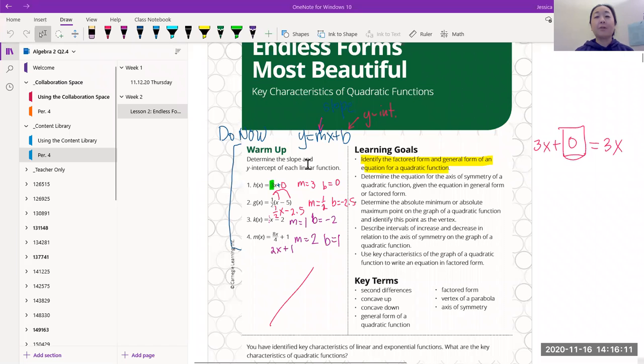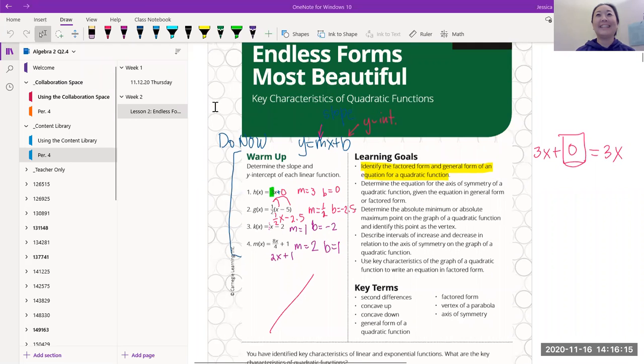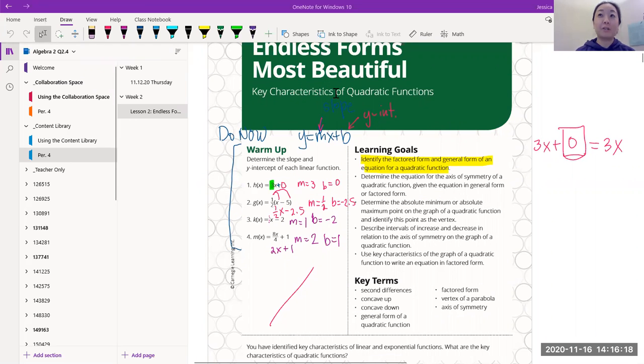Hi, everyone. So this is for our lesson 2, Endless Forms Most Beautiful. These are key characteristics of quadratic functions. We're going to be working on this for a couple of days.